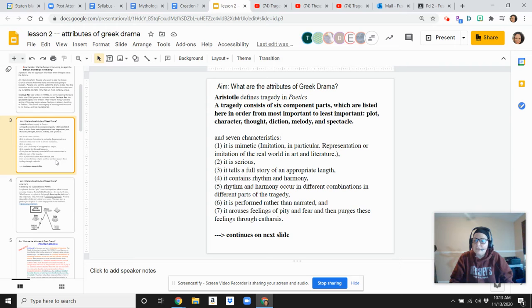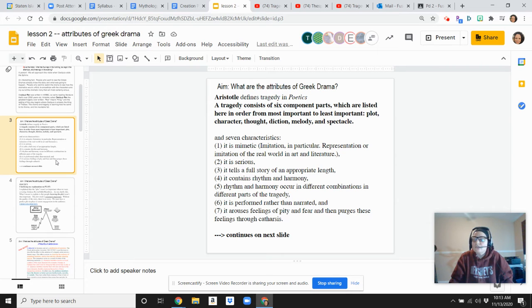It's mimetic, first of all. Imitation in particular. So if you look at the root word here, it means that it must imitate real life. It needs to have imitation of the real world in art, the real world in literature. It needs to be something that people can actually relate to. Otherwise, nobody's going to care. It's not going to be realistic enough to be sad.